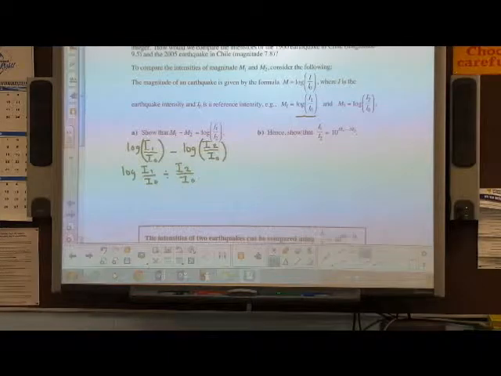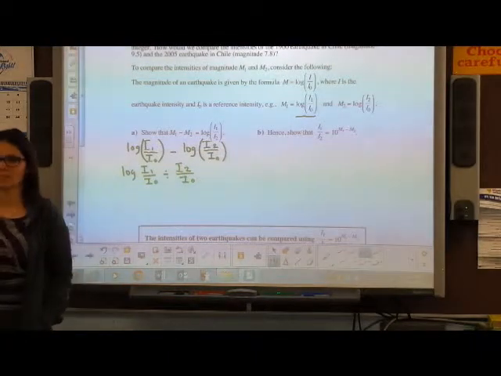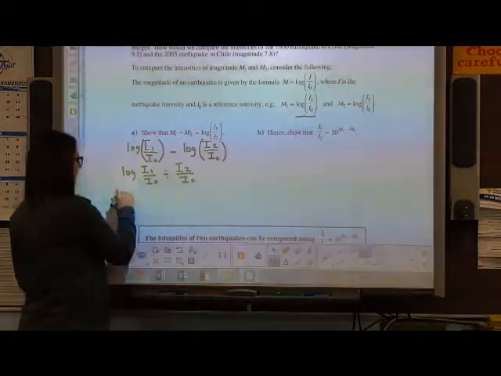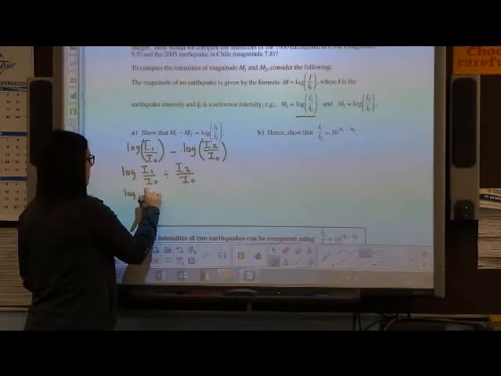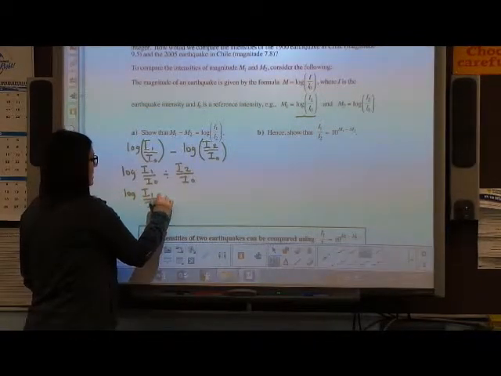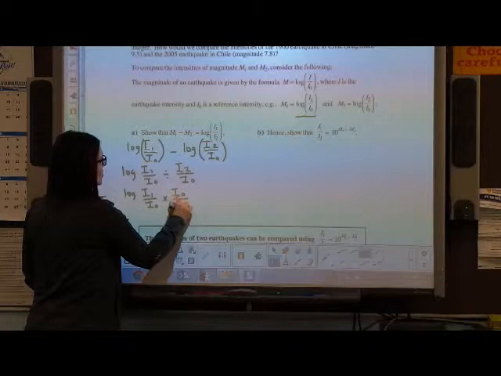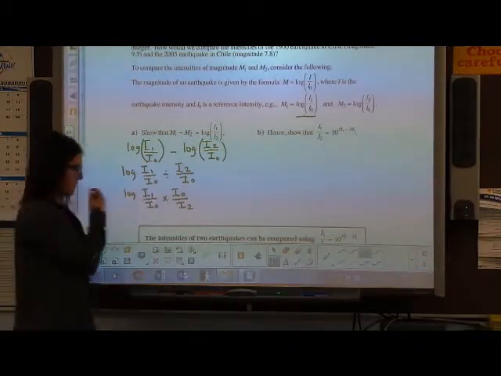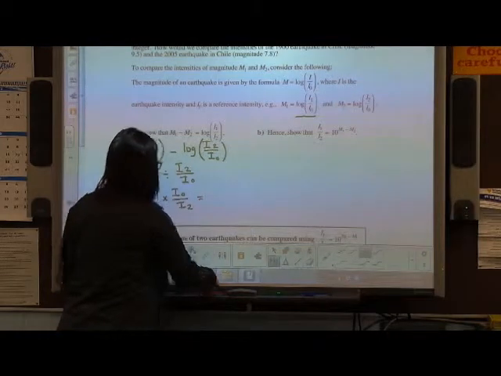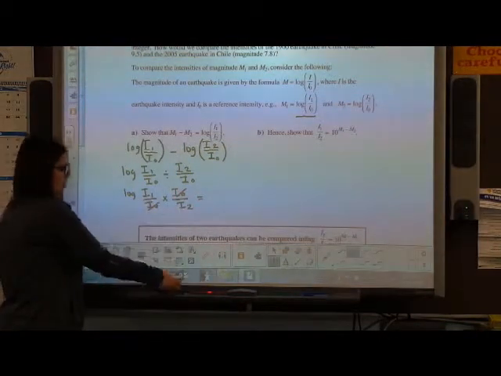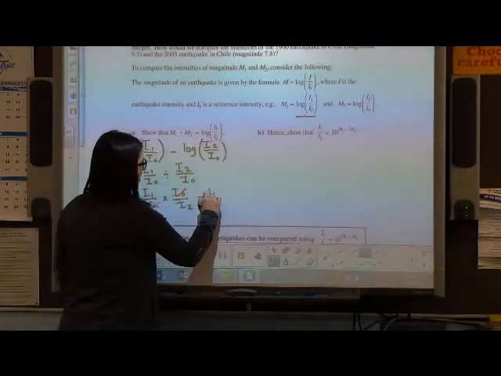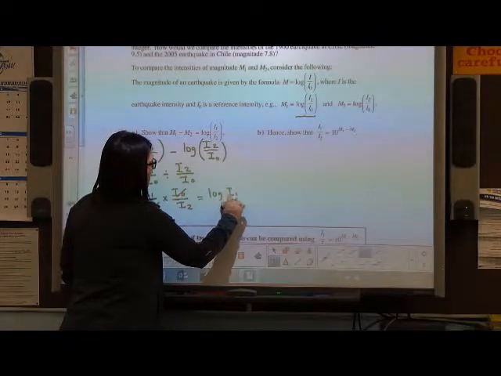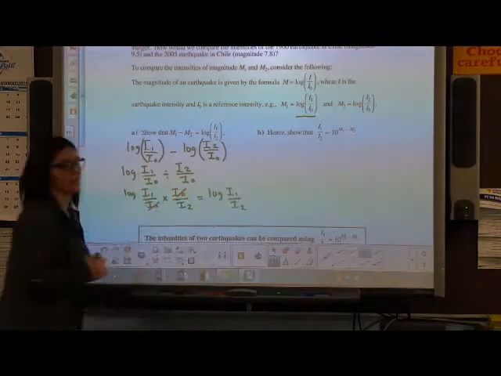So how do I divide fractions? Invert and multiply. So this becomes I1 over I0 times I0 over I2. And when I multiply them together, the I0s will cancel, and there I've got my log I1 over I2.